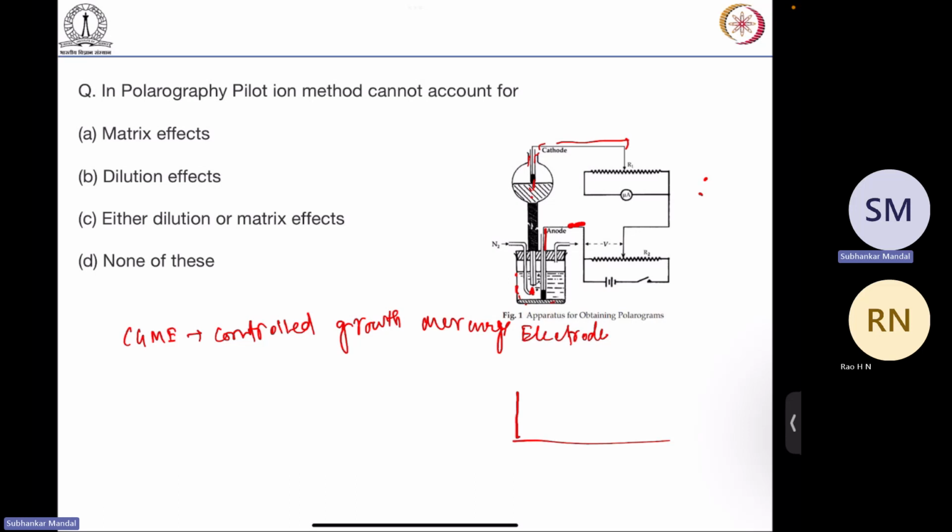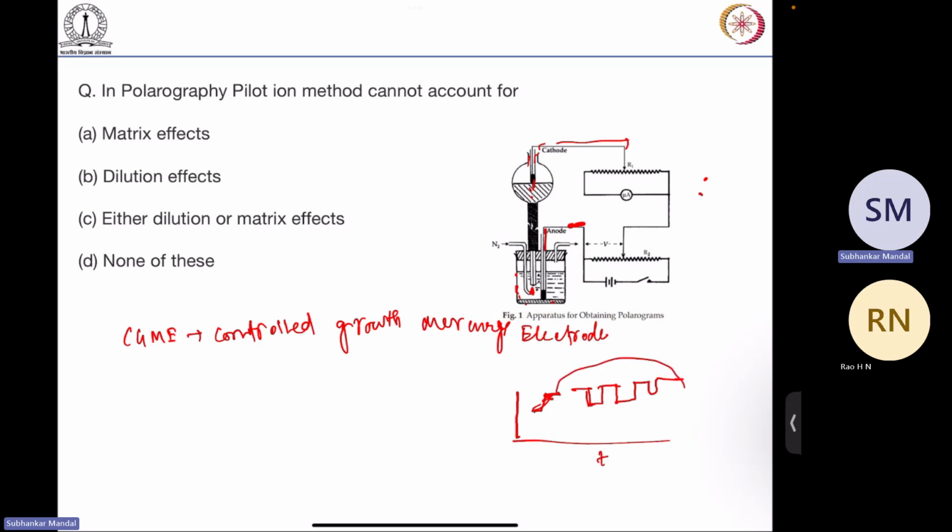So basically mercury is dropping on the electrode surface. When the connection is made, there will be a current response. After that, when the drop is not dropping in the solution, there is a disconnection, so there is no current response. Then again when the current comes, it rises, and when the disconnection happens, it drops to the lower value, and like this. So if you plot it against time, it will be like this.